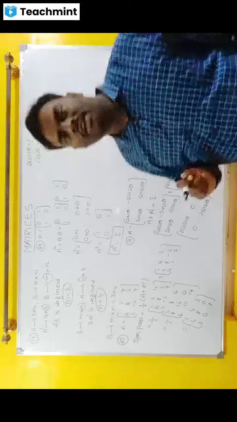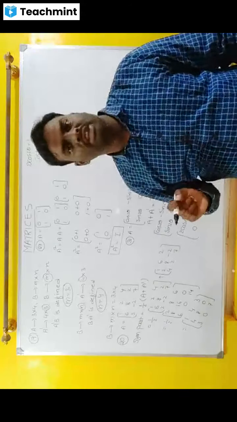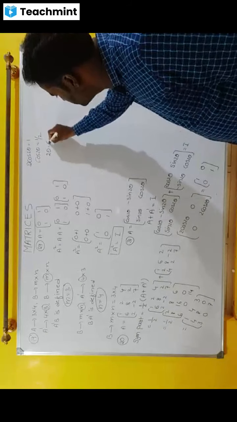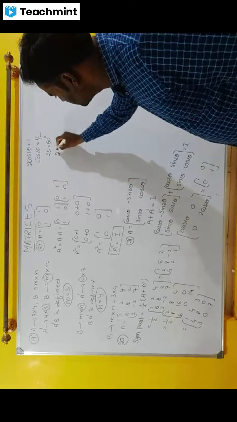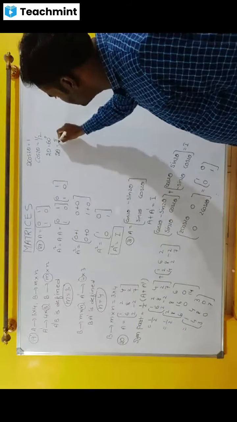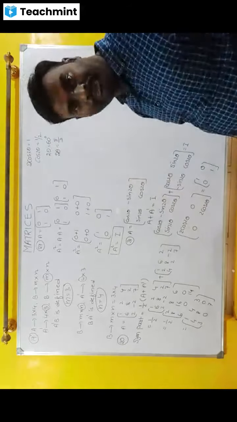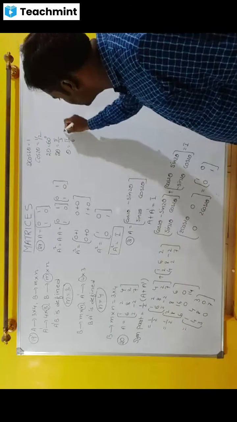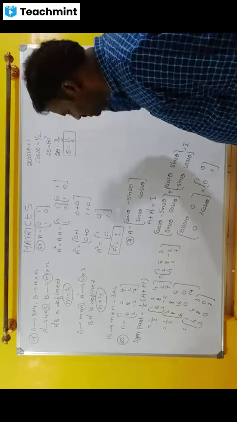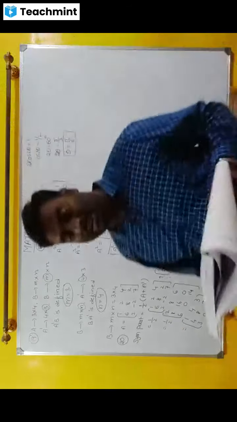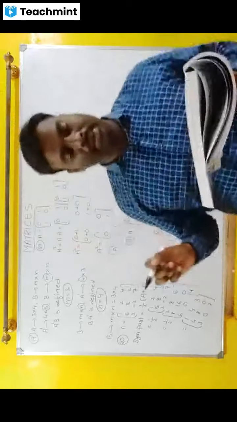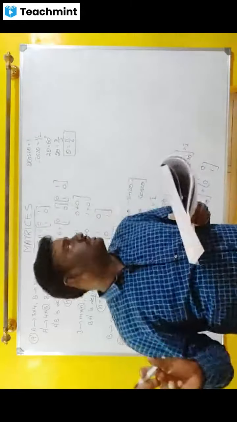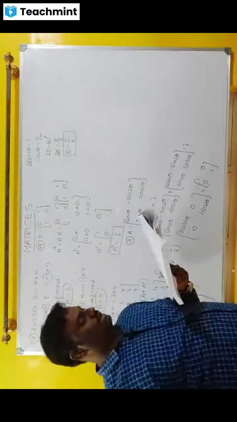When will the cos value be 1 by 2? Cos 60, correct? Then 2 theta is equal to 60 degrees. 60 degrees I can convert into radians, that is pi by 3. Then the theta value will be pi by 6. This is the answer for question number 31. Theta is equal to pi by 6. That is nothing but the third option, which is the correct answer for question number 31.